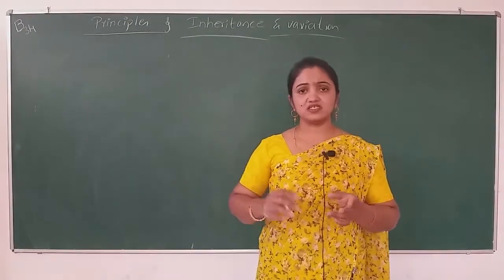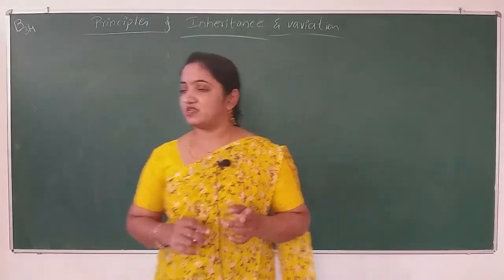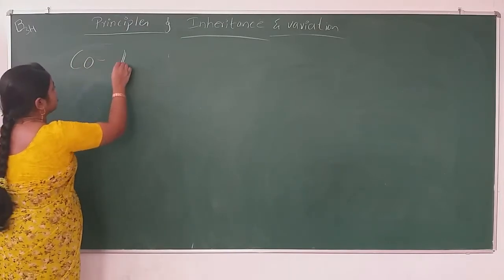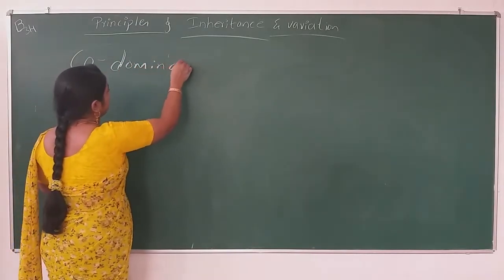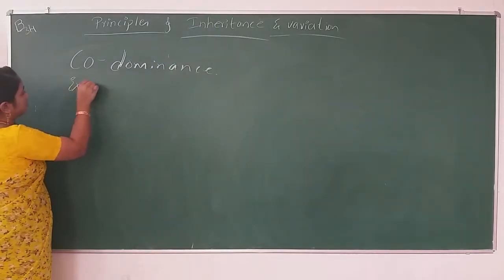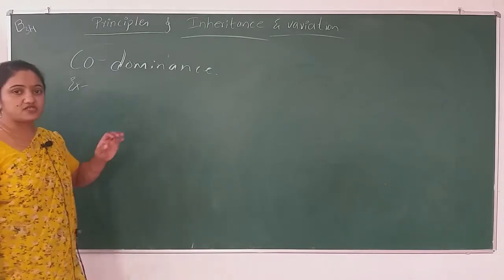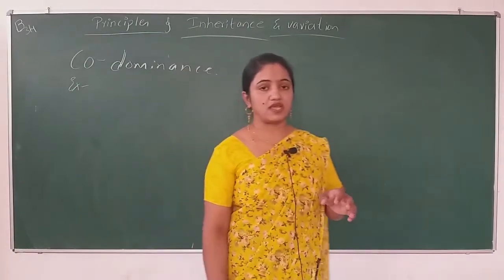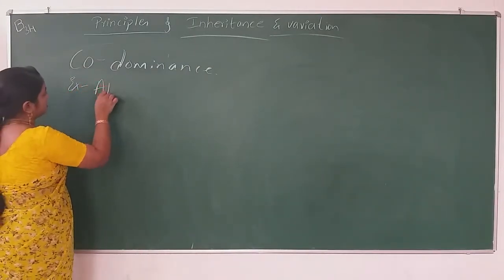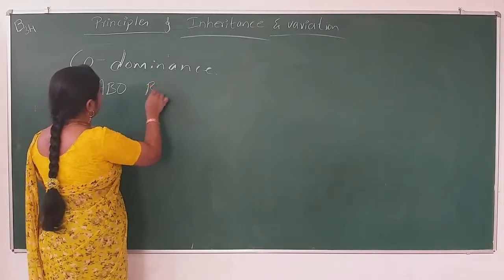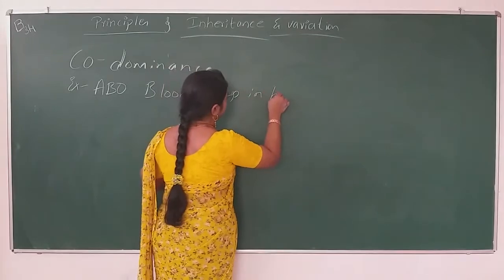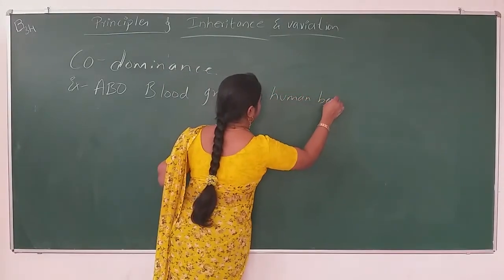How can we describe codominance scientifically in simple words? How do we understand this codominance? We'll understand it with one example. It is not related to any plant, organism or animal. Here it is the ABO blood group in human beings.